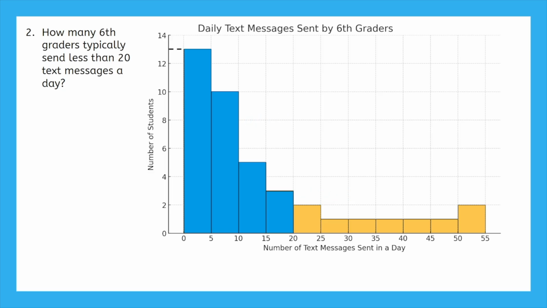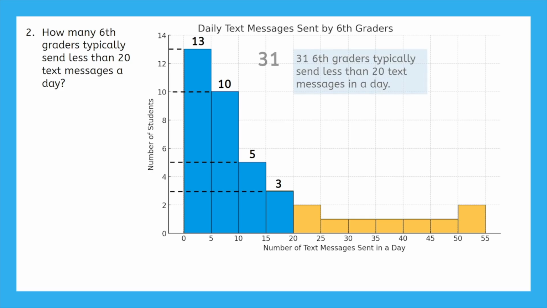Starting at the first bar, this is directly between 12 and 14 students. So how many students will that be? 13 students. The second bar represents 10 students. The third bar represents 5 students. And the fourth bar represents 3 students. In total, that gives us 31 students. What do the 31 students represent? 31 6th graders typically send less than 20 text messages in a day.